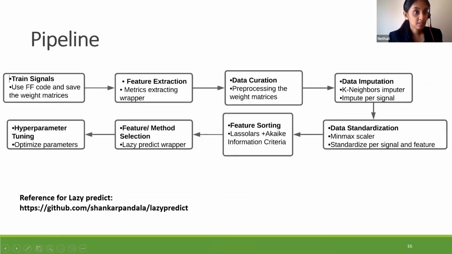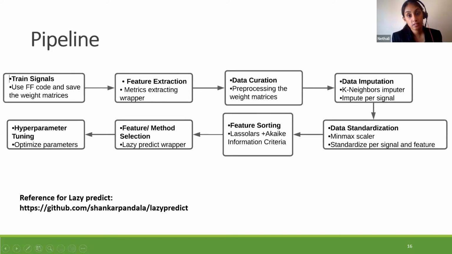Now let's walk through the pipeline. First, we train the signals using FORCE, and then we save the weight matrices, the trained matrices. Then for feature extraction, we use the metrics extracting wrapper that was created by us, which was inspired by LazyPredict.